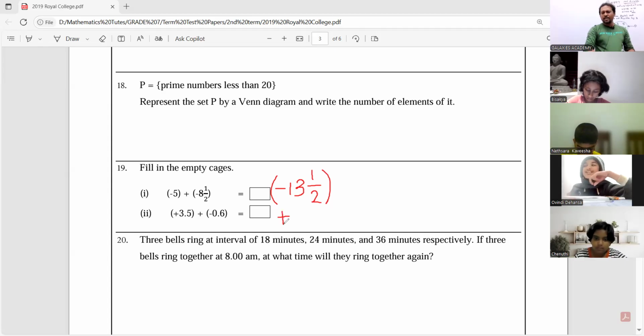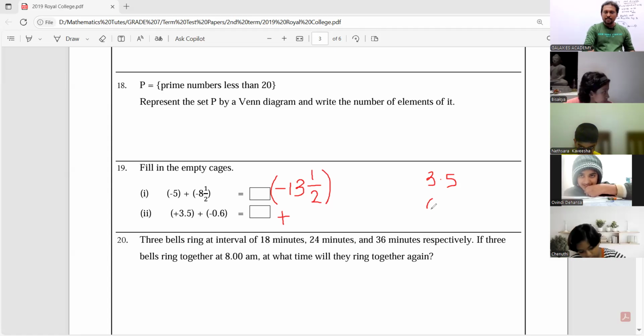Then how you can get the magnitude? Different signs addition, you have to subtract two magnitudes. That means 3.5 and 0.6 you have to subtract. First you keep the decimal in the correct position. Then 15 minus 6, 9, and here 2. The answer is 2.9.